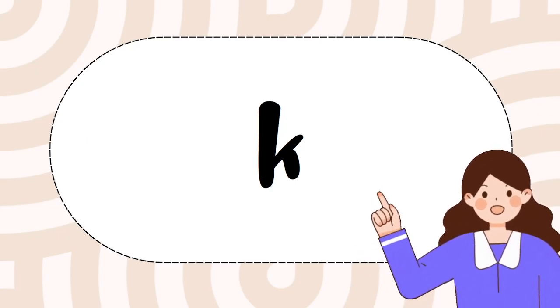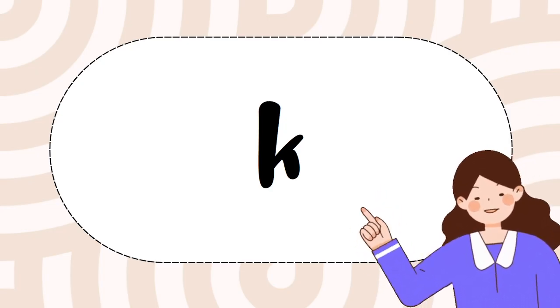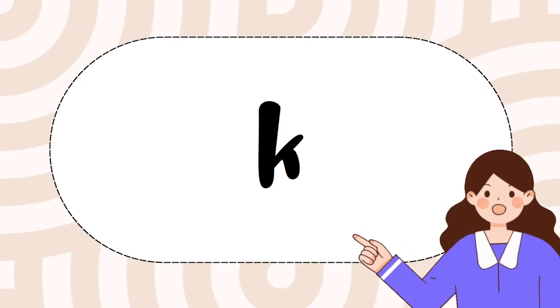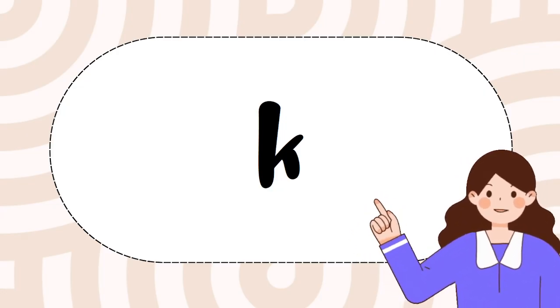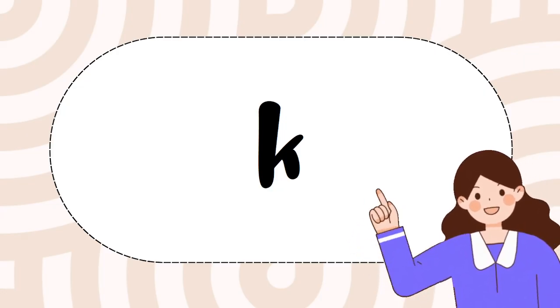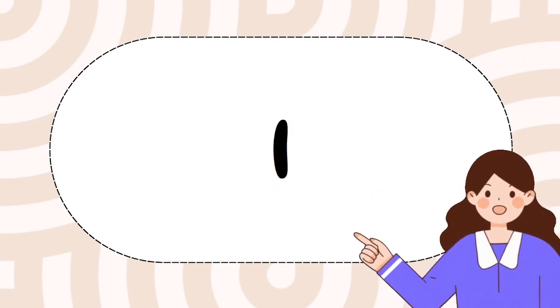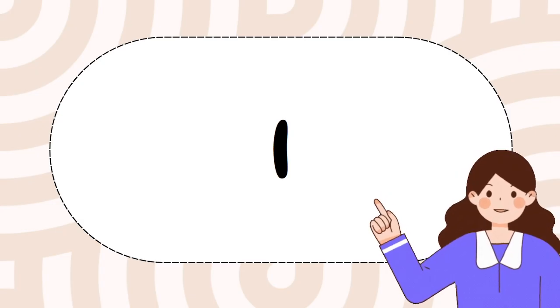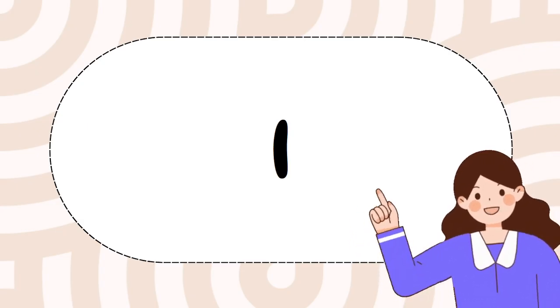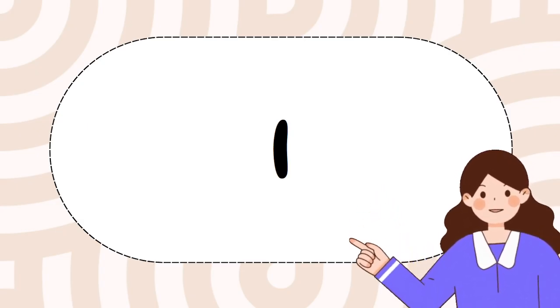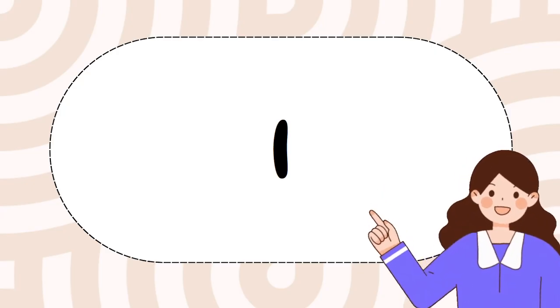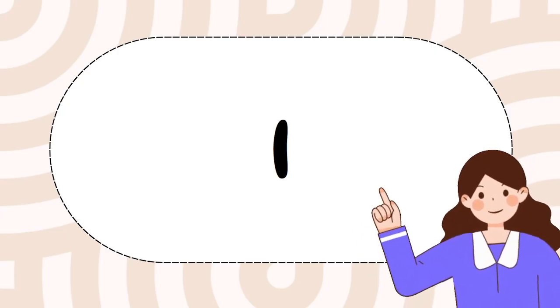This is letter K. Letter K sounds K. K. Letter K sounds K. This is letter L. L sounds L. L. L sounds L.